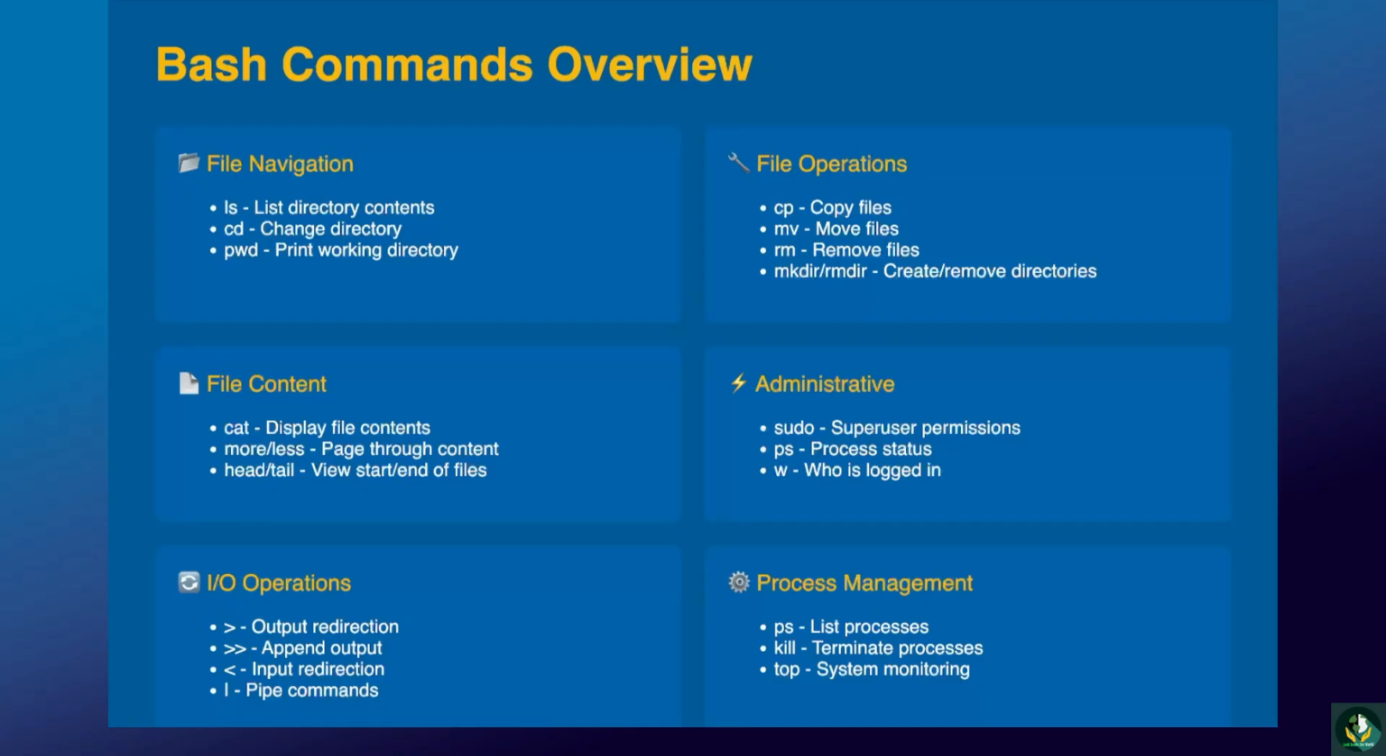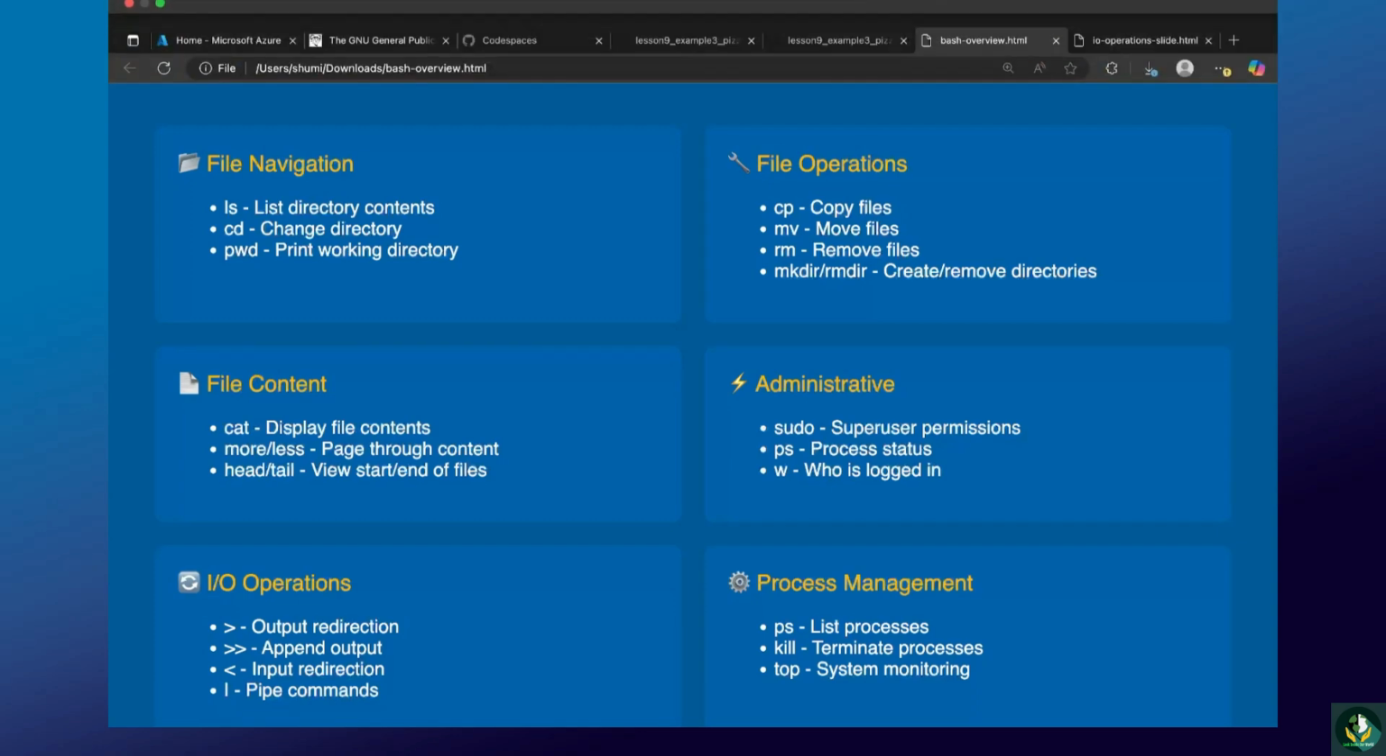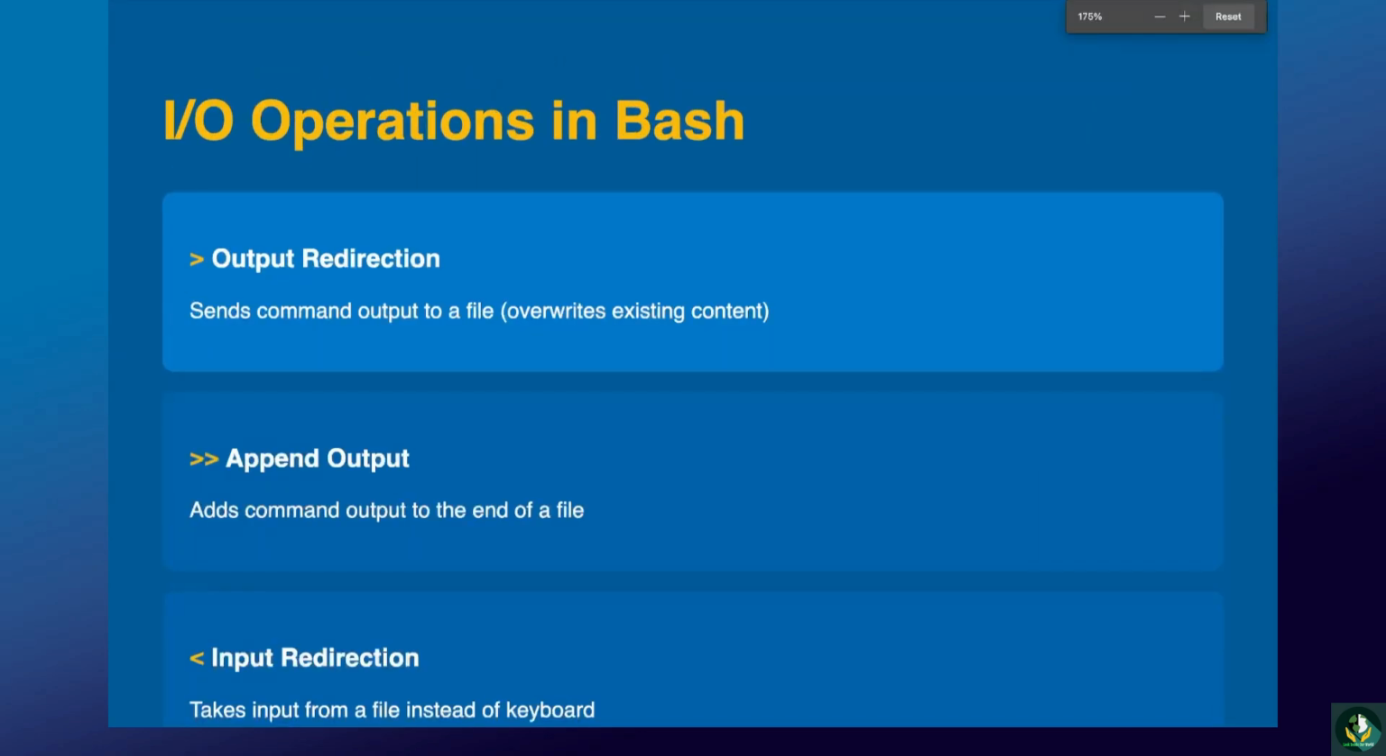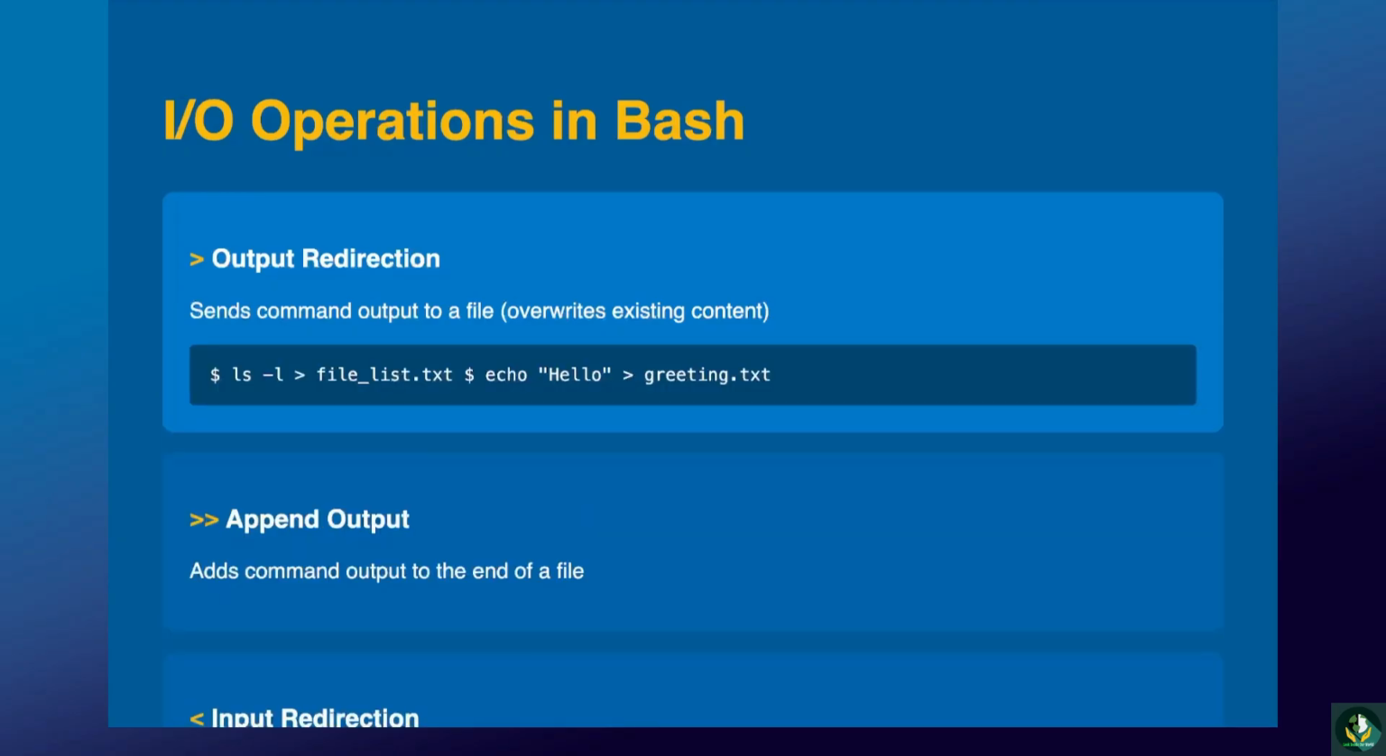In this lesson, we'll be talking about I/O operations. The bash shell provides powerful input-output operations for data manipulation and command interaction. Linux operates through a set of specialized operators that control data flow. Let's switch to the slide on this topic, and I'll make it larger like so. And we'll start with output redirection.